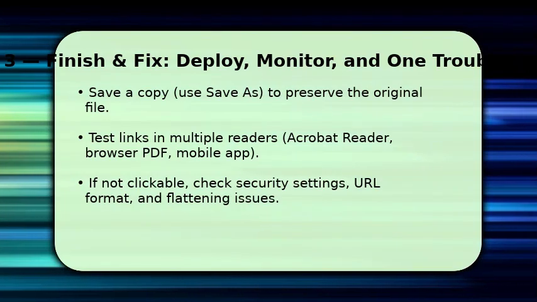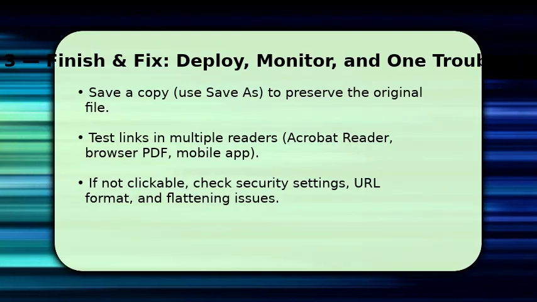Finish by saving a new copy so you keep an editable master. Use Save As and add a version number. Then test the link in several PDF viewers, Acrobat Reader, a browser, and a mobile app to confirm consistent behavior. If everything works, you're done.